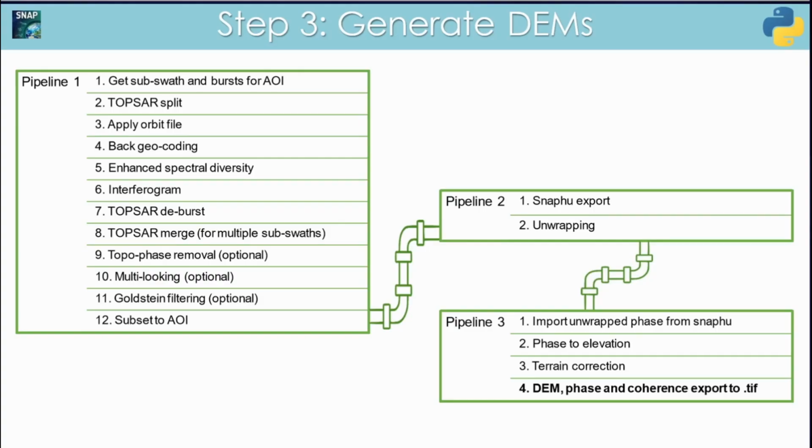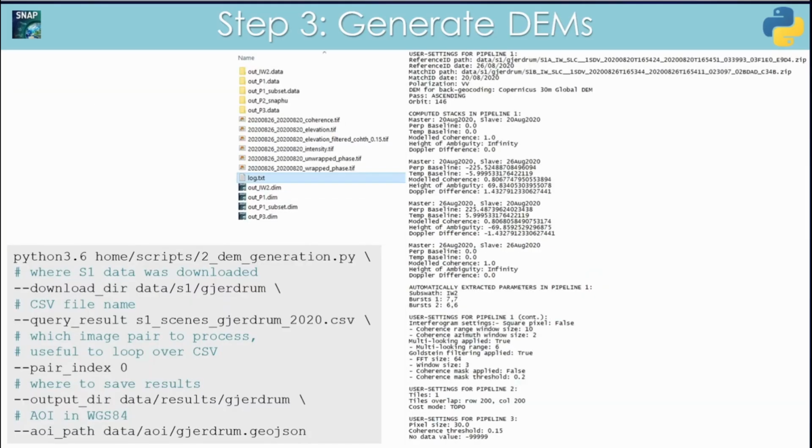So it's quite long. It's divided in 3 pipelines because these can all be done in one go, but then you need to get out of this Snap environment to another software to do this very specific phase unwrapping. And then you need to go back to Snap and finish your last steps, which would be doing this DEM, terrain correction, etc.